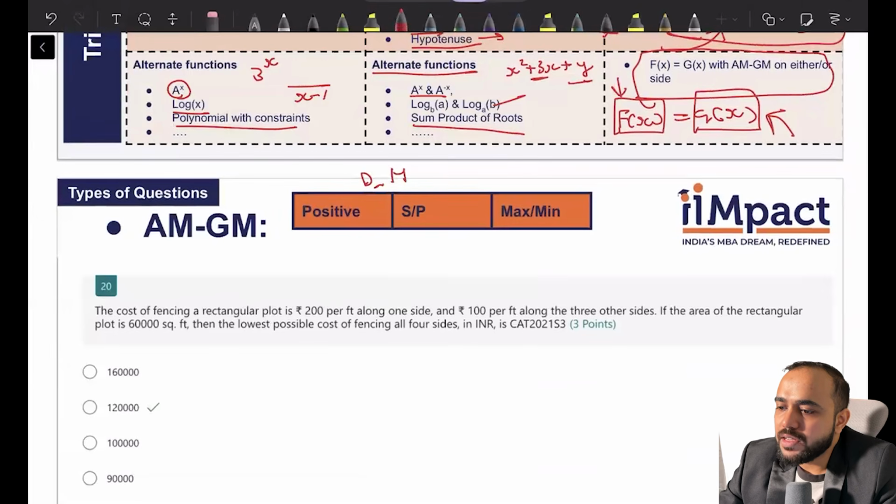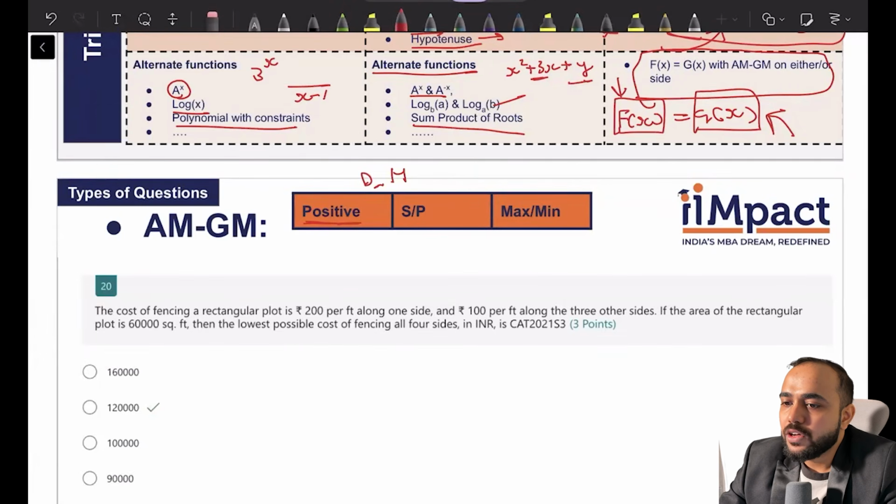The cost of fencing a rectangular plot is 200 per feet along one side and 100 per feet along the three other sides. If the area of the rectangular plot is 60,000 square feet, then the lowest possible cost of fencing all four sides is... First of all, positive situation. Did they give it to you directly, or did they hide it? They hid it, right? Areas, lengths, rupees, they have hidden it.